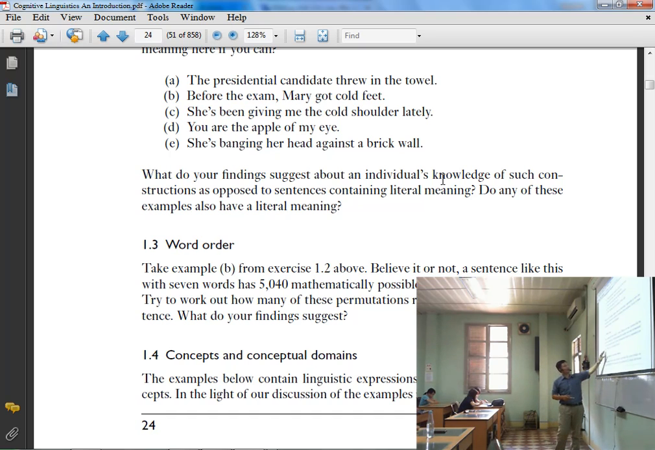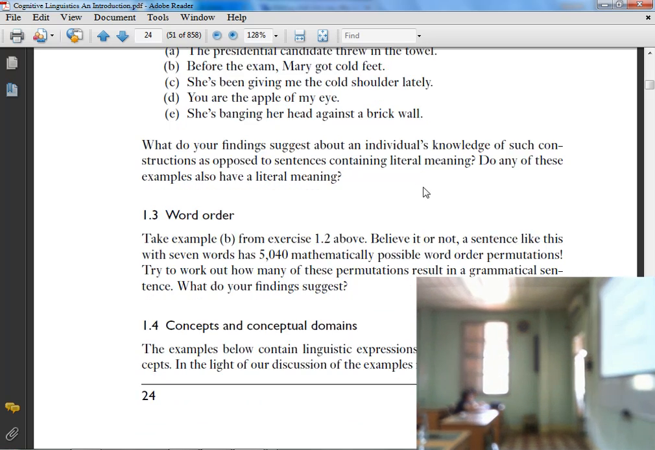Right. So if you haven't done the reading about the word order yet, look back in the readings. Now I want you to do this exercise in groups.